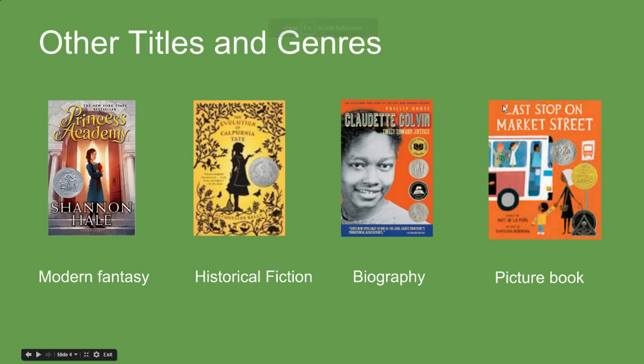Some other titles and genres I chose are The Princess Academy, which is modern fantasy, The Evolution of Calpurnia Tate, which is historical fiction, Claudette Colvin, which is a biography, and Last Stop on Market Street, which is a picture book.